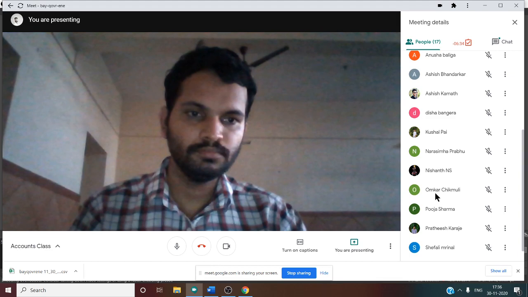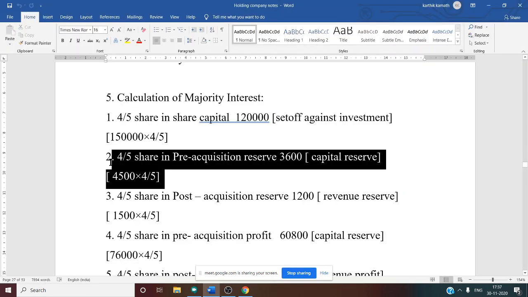Majority interest, now first point we have already discussed. Second one, let us see. Now we want 4 by 5 share in the pre-acquisition reserve. Pre-acquisition reserve information you will get in the previous working note, that is working note number 1. There is a reserve information, pre-acquisition reserve 4500, or else you can see the adjustment also. So 4500 into 4 by 5. What is the answer? 3600. So this is nothing but capital reserve.